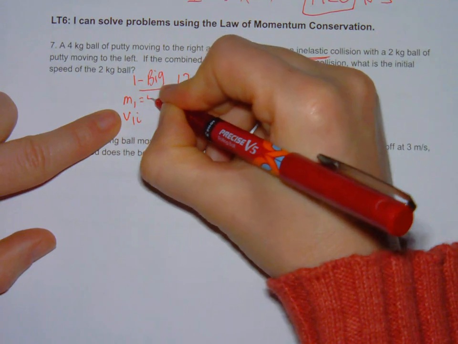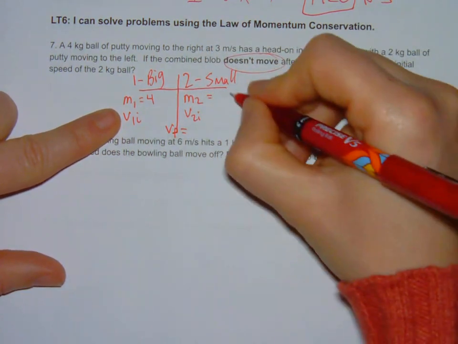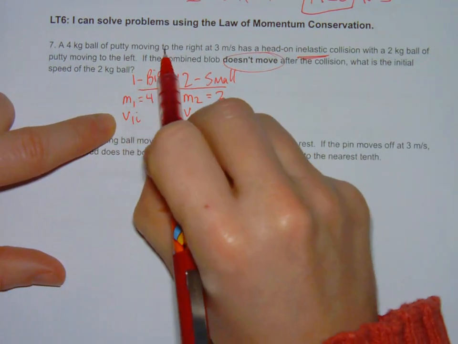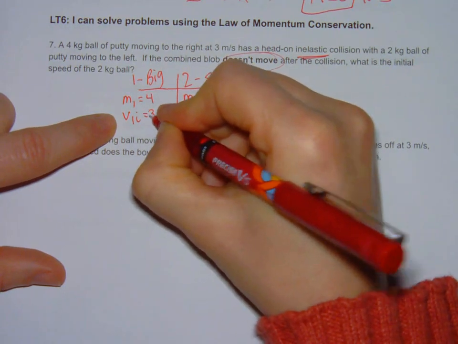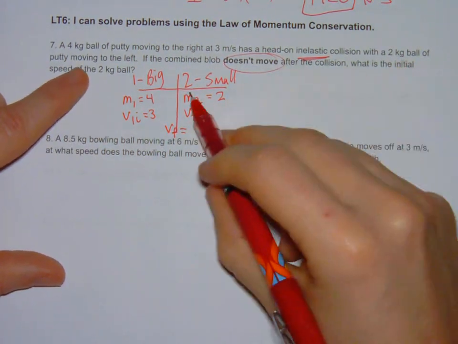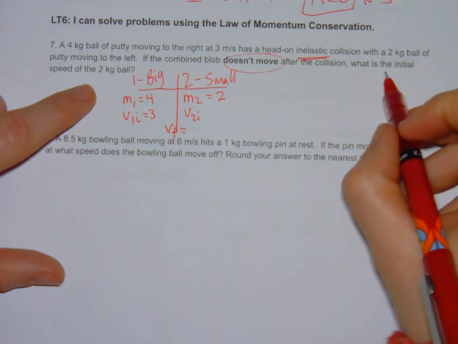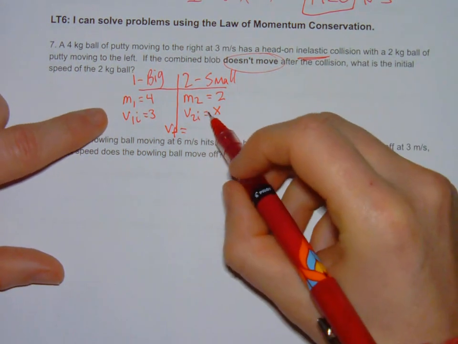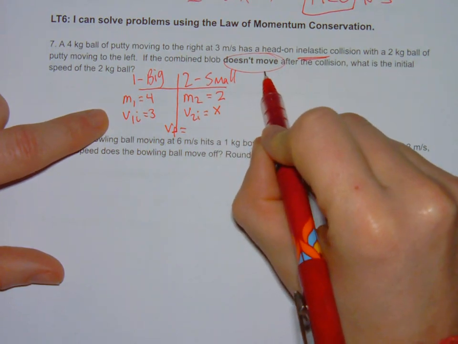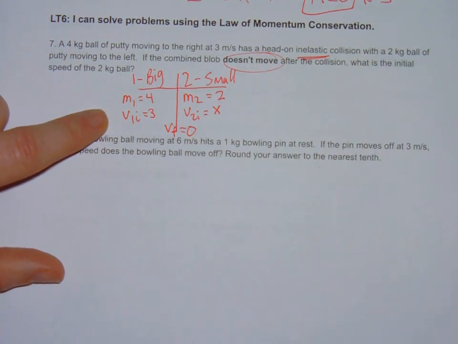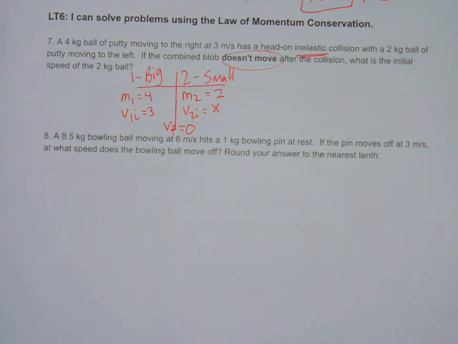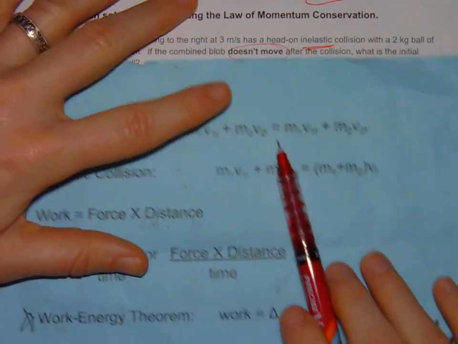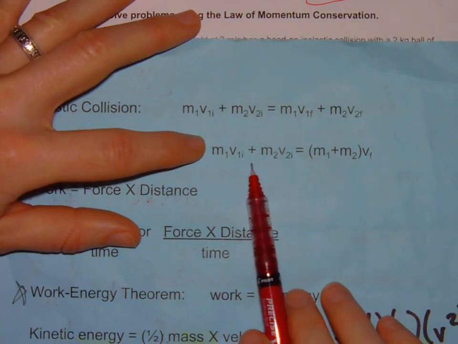So the mass of the big one is 4, the mass of the little one is 2. The big one is moving at 3 meters per second, and the little one is moving to the left. That's actually what we want to find, is the initial speed of the 2 kilogram ball. So that's going to be our x, and they don't move after the collision, so our final speed is 0. You might need to pause me to let all that process if I'm going too fast, because then I'm just substituting it into this equation.